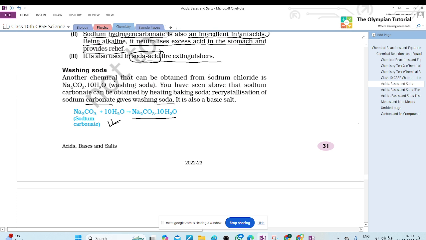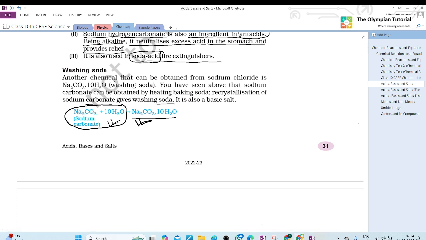Ma'am, but why does this crystallization happen? Why do those molecules not react? Not reacting, separate. I will tell you in the next topic. Next topic we are getting the same. Okay, so you can write it here.